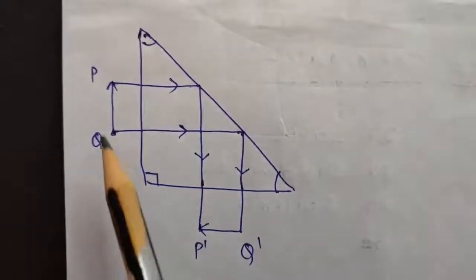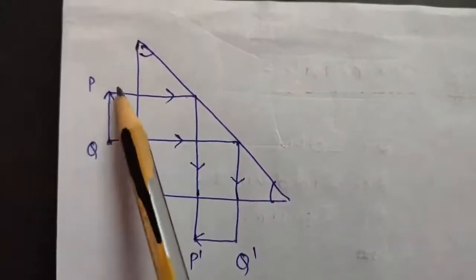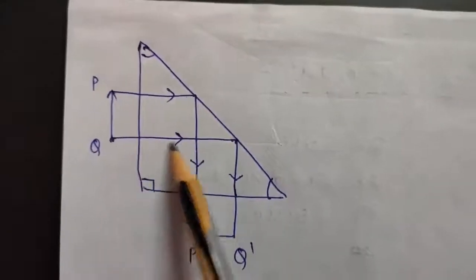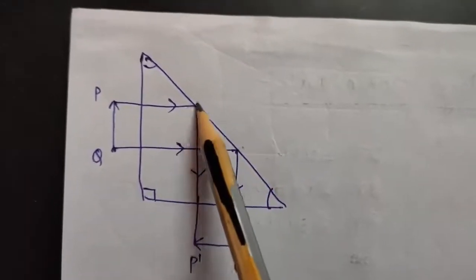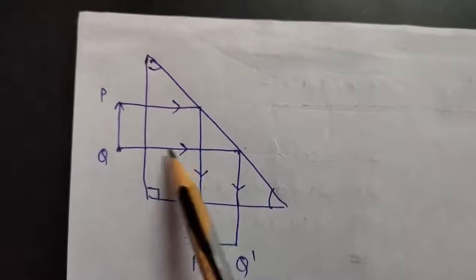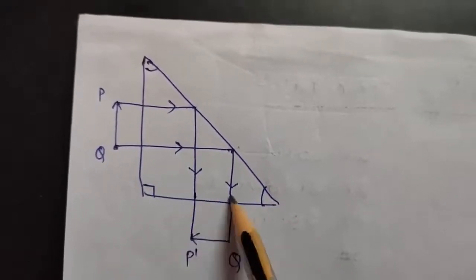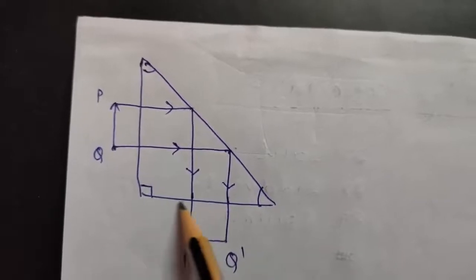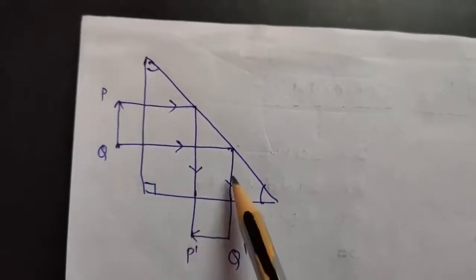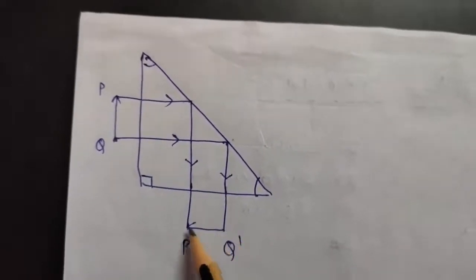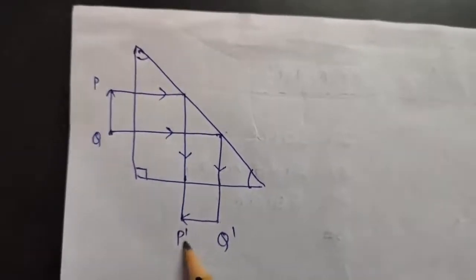Again in the second case, this is the prism and this is the object. Again we have taken two rays. This ray will suffer total internal reflection, and this ray will also suffer total internal reflection. Now these two rays are falling perpendicularly on this plane. That means they will not suffer any deviation. So they will pass through like this and here the image will be formed, that is P dash Q dash.